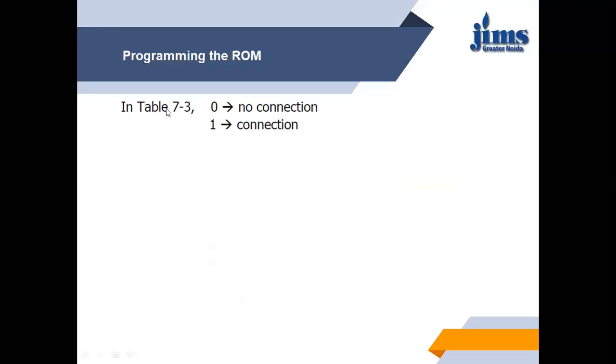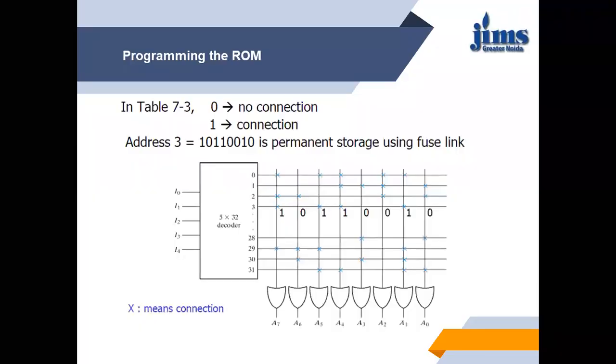So when there is a 0, there is no connection. When there is a 1, there is a connection. Suppose address 3 has 10110010 as permanent storage using fuse links. So if we have to store this word 10110010, what we do is put a cross mark for 1, a 0, again a cross mark for 1, again a cross mark for 1, then 0 0, that is an open circuit, then 1 a cross mark and a 0. So here X means a connection. Where there is a cross mark, there is a connection.